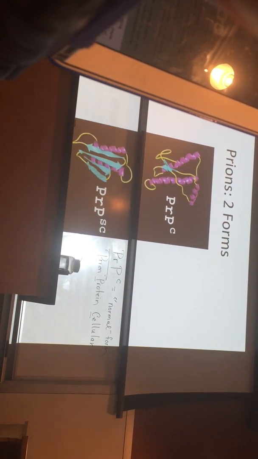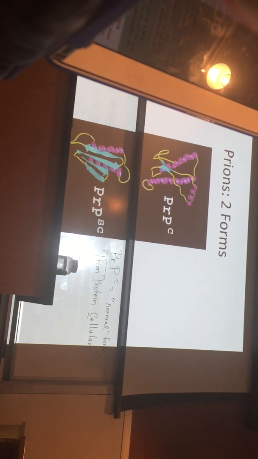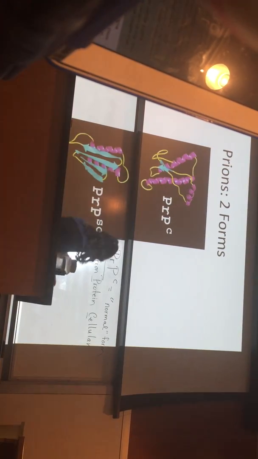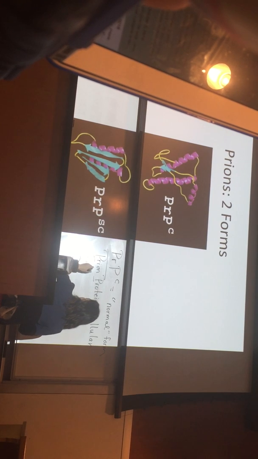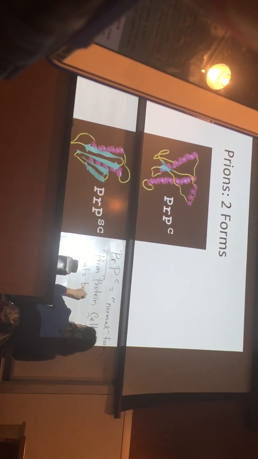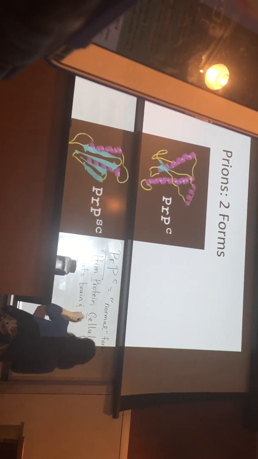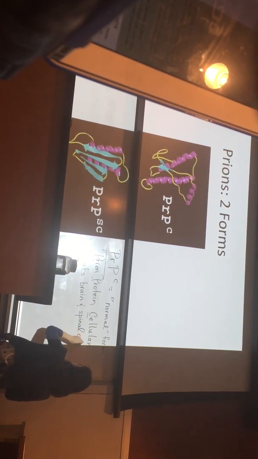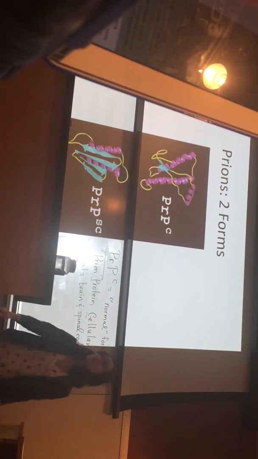And what makes this totally interesting is everybody has a normal form in their body. So we all have it. It actually coats our brain and spinal cord. In the membrane? Yeah, in the membrane. Yep.